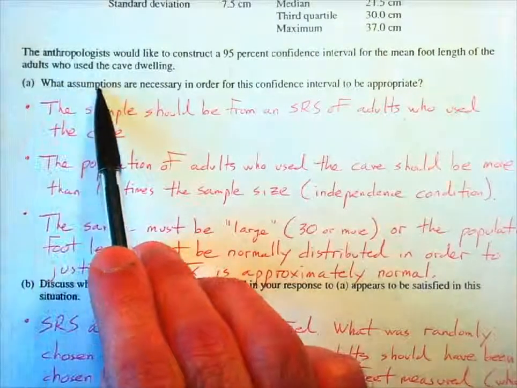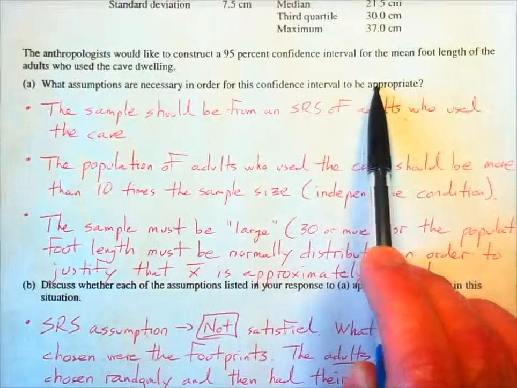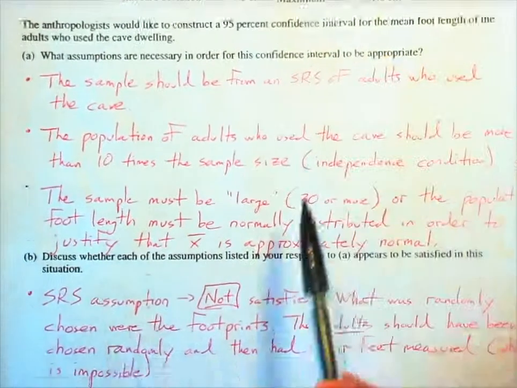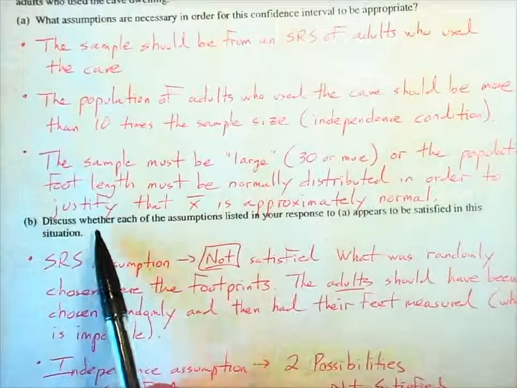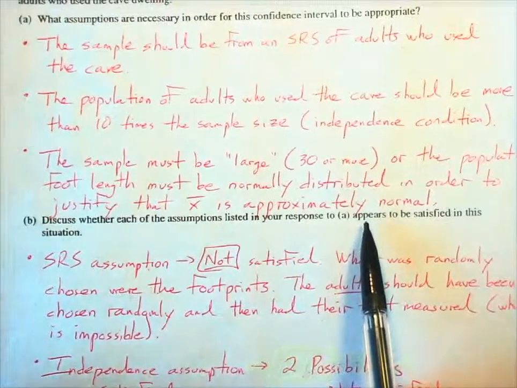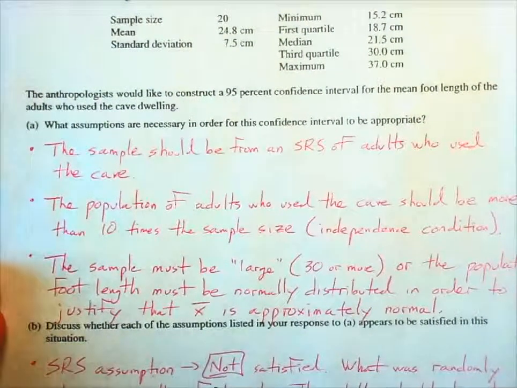In part A, you only need to list the assumptions that are necessary for the confidence interval to be appropriate. You don't have to say yet whether you think they're actually satisfied. That's your job in part B, to discuss whether each of the assumptions in part A appears to be satisfied or not. So part A, the answers are more generic, whereas in part B, you're going to be specific about each of your answers.